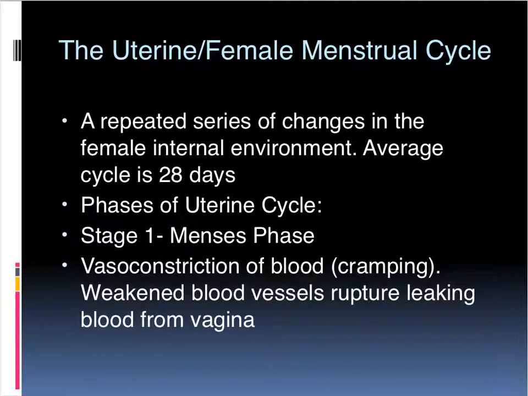The uterine or female menstrual cycle. It's a repeated series of changes in the female's internal environment. The average cycle is about 28 days, but it can range from 21 days to 35 days. There are phases of the uterine cycle. Stage 1 is the menses phase. That's the vasoconstriction of the blood, and usually it's a result of cramping. And then there's weakened blood vessels that rupture, leaking blood from the vagina.